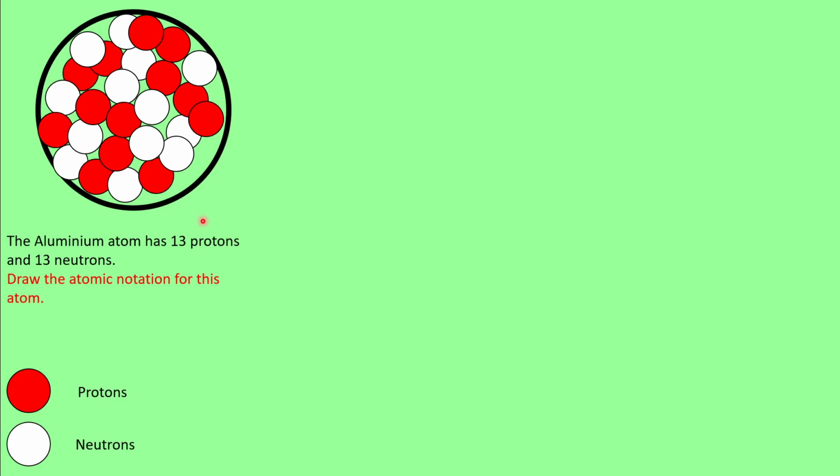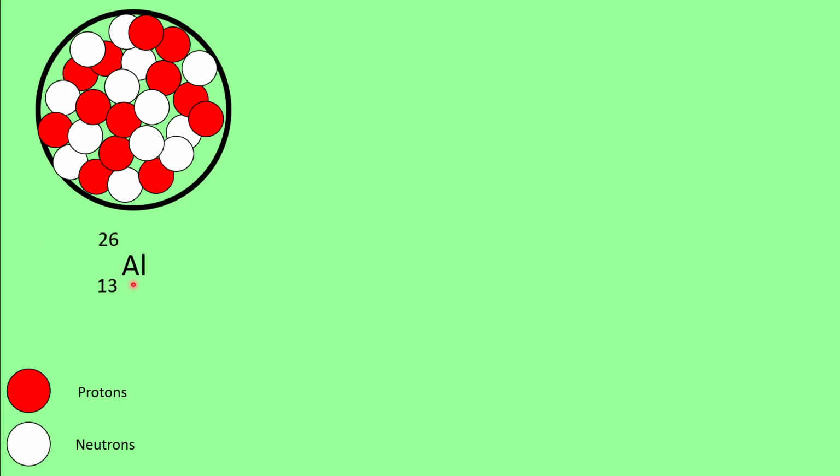Okay, so you should have got aluminium, which is Al, 13. Remember, this is the atomic number, so this is the number of protons. There are 13 protons, so this number's 13. And the number at the top here should be 26, so this is the atomic mass. This is the number of protons and neutrons. 13 protons plus 13 neutrons gives you 26.